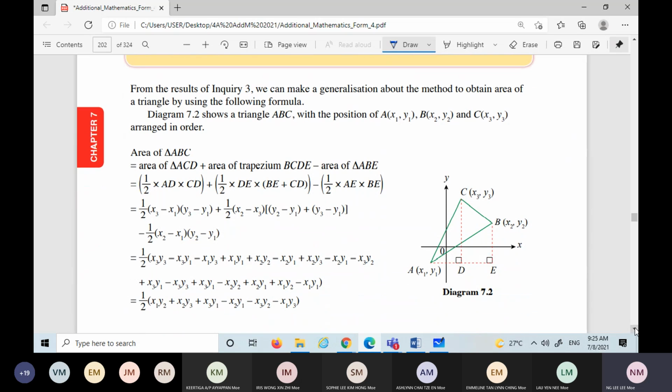Look at this diagram. How do they get this formula? We want to find the area of this triangle ABC. First of all, you see the area of triangle ACD, plus the area of trapezium BCDE. This one plus this one, and then minus this one.